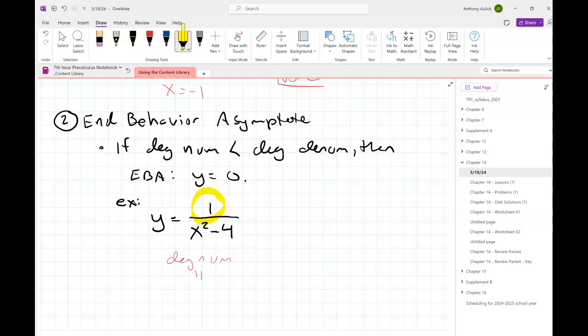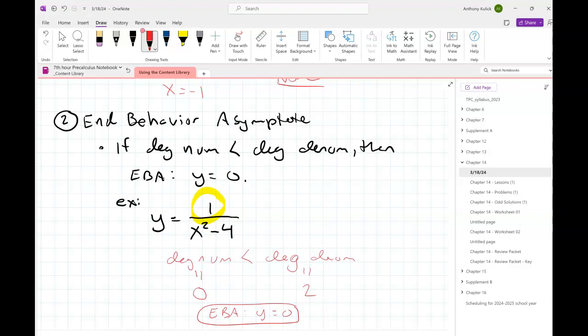Are there any x's? So the degree should be 0. What's the degree of the denominator? 2. Degree of the numerator is less than the degree of the denominator, so my end behavior asymptote is y equals 0.